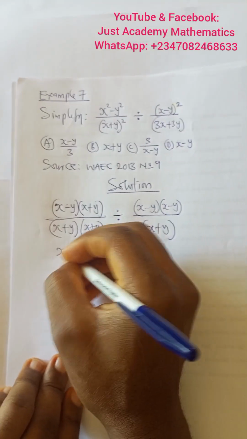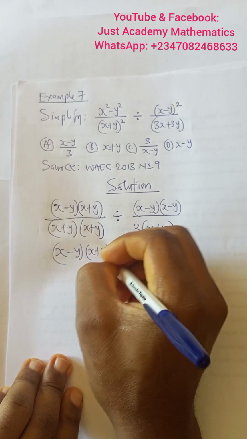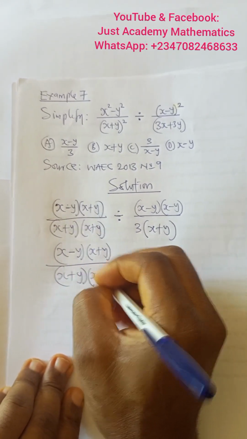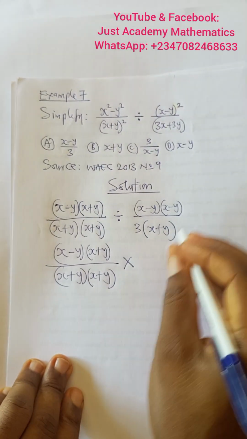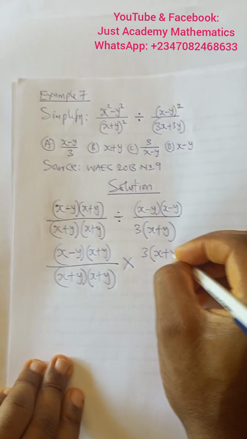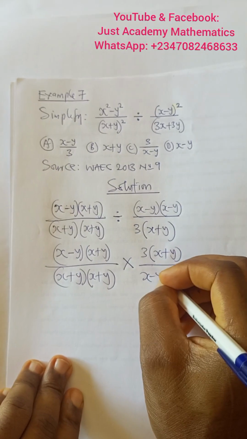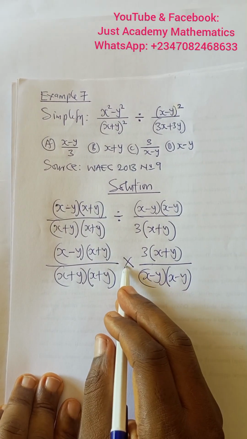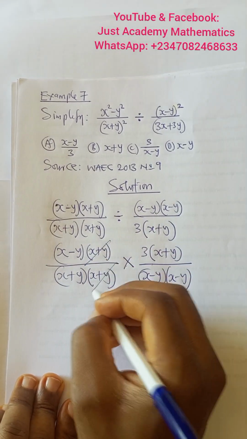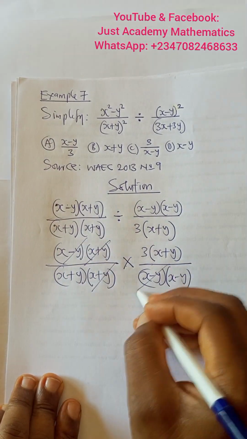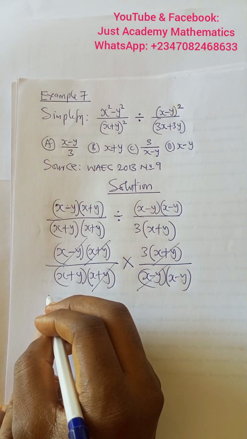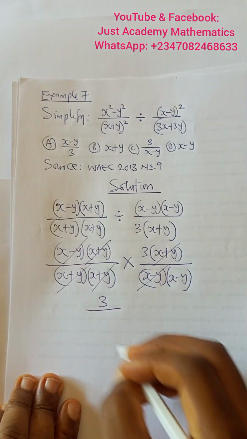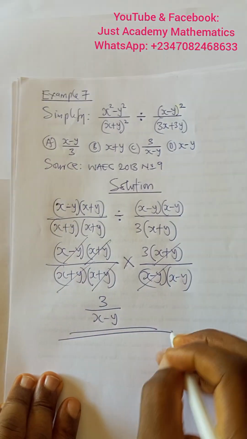We have x minus y times x plus y over x plus y times x plus y, times, this will come up, 3 times x plus y over x minus y times x minus y. So we'll cancel out, since this is times here. This can go with this. This can go with this. Even this can go with what? This. So at the end of the day, we are left with 3 over what? x minus y. That is the answer.